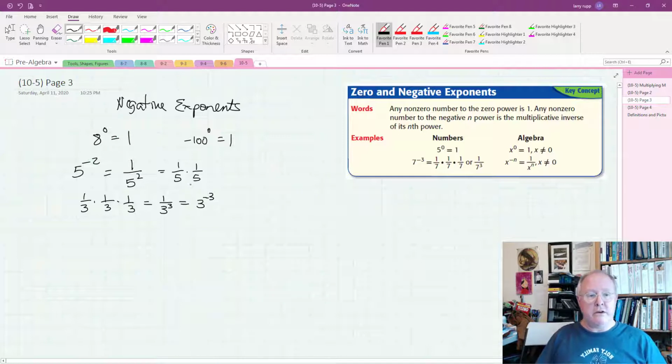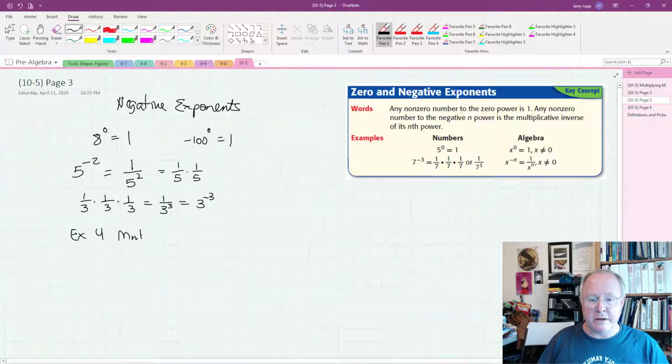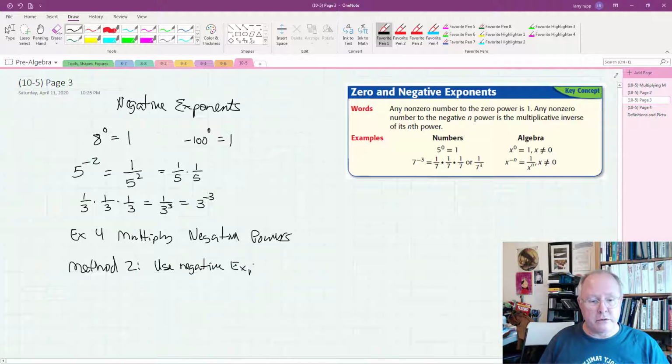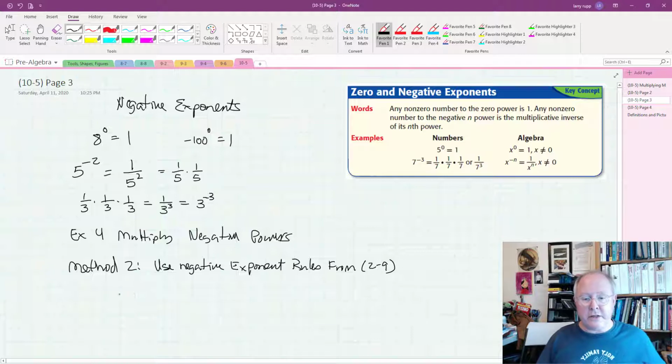I don't want to go back over this too much. What we're going to do now is use it in example 4, which is called multiply negative powers. We're going to do this in 2 methods, and I'm going to do method 2 first. Method 2 is going to use the negative exponent rule from section 2-9. And so what that says is this.